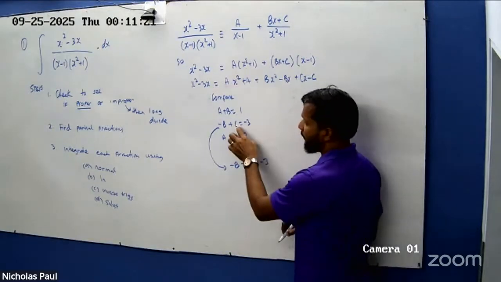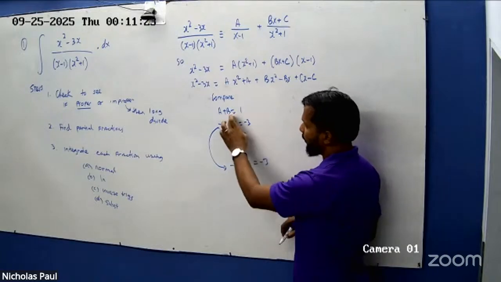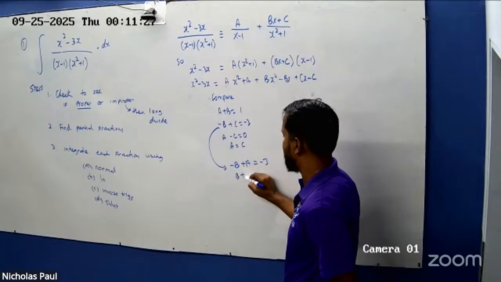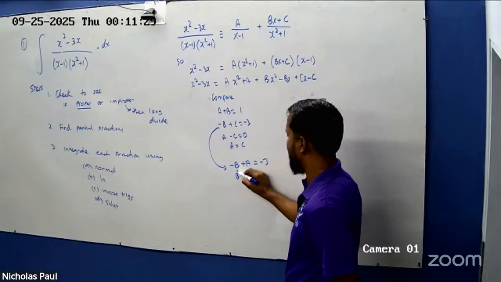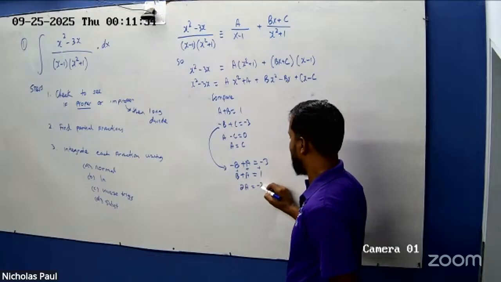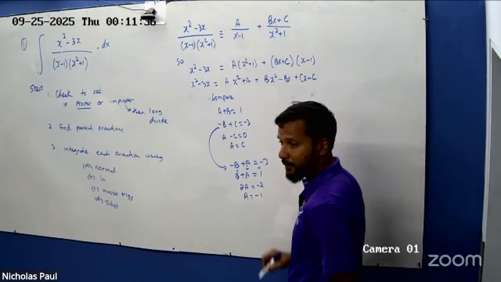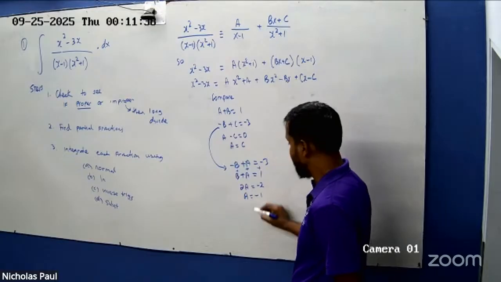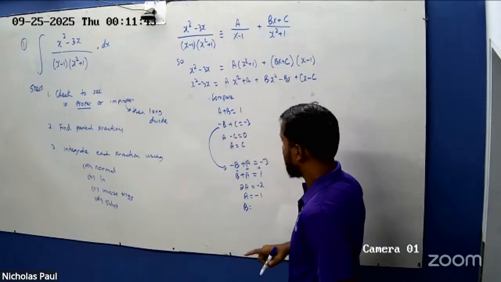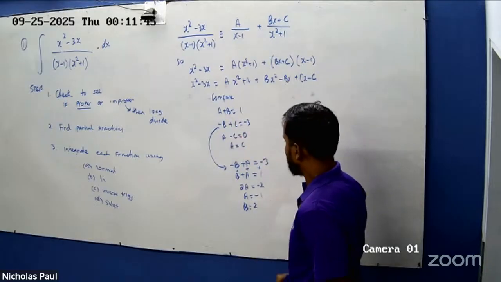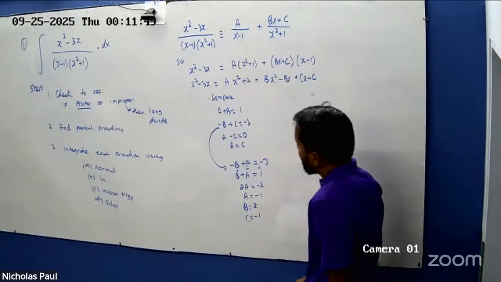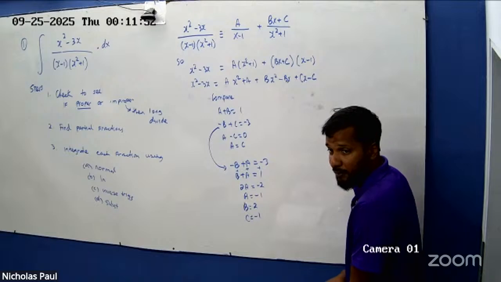Now I can rewrite this equation and say minus b plus a is equal to minus 3. I replace c with a. And now I'm going to add these two equations: b plus a is equal to 1. When I add them, I will get 2a is equal to minus 2. I got a to be minus 1. Anybody got that? And that means that b will be 2, and then c will be minus 1. You all got that?